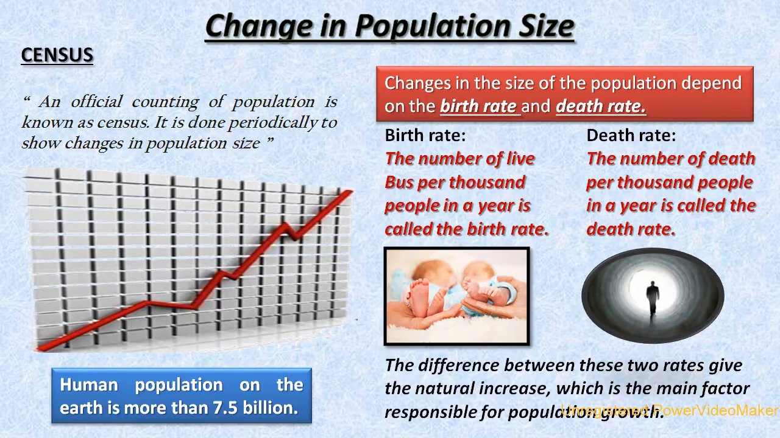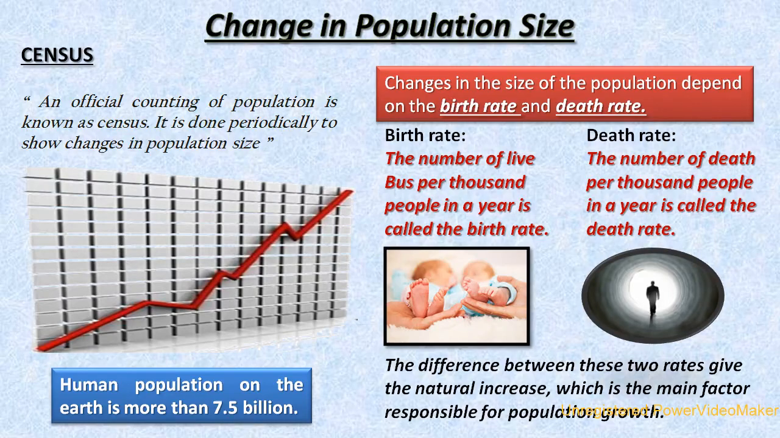Why are we counting this population? Because we want to know how many people there are in this country from time to time. For your information, the human population on the earth at present is about 7.5 billion. What makes the difference in the population numbers of last year and this year? There are two factors that can change the population size. One is birth, another one is death.